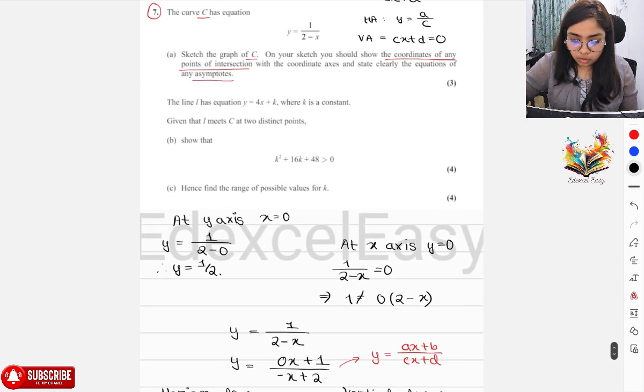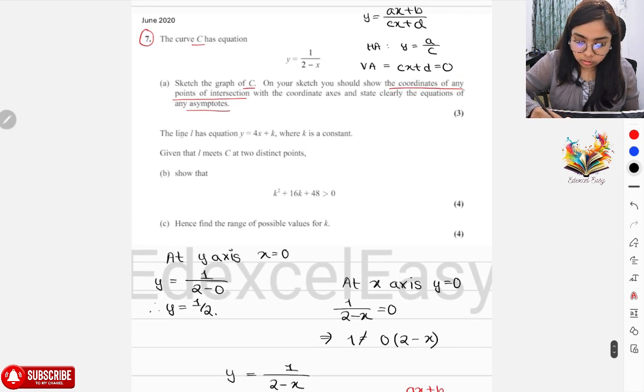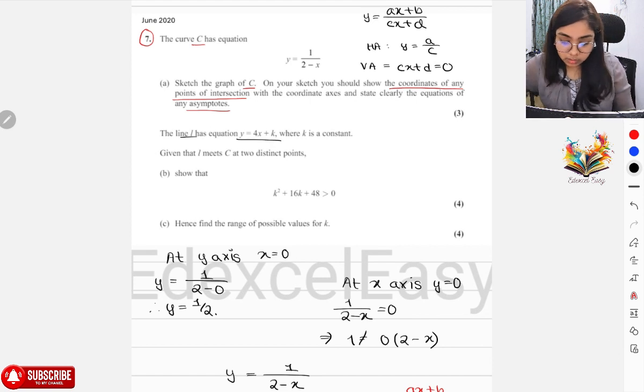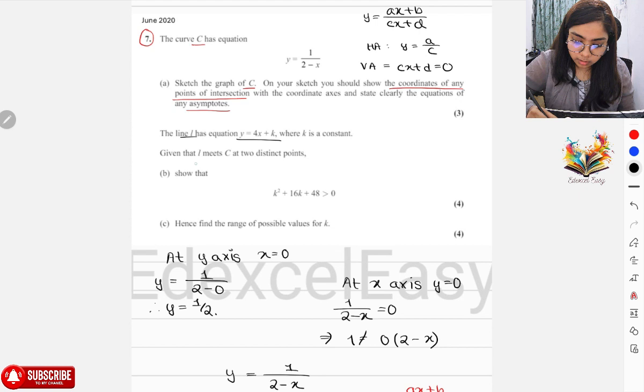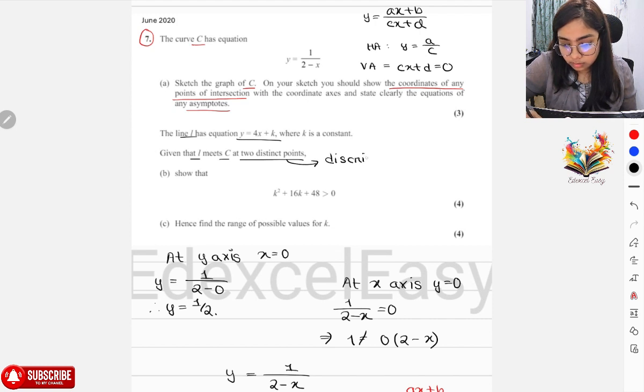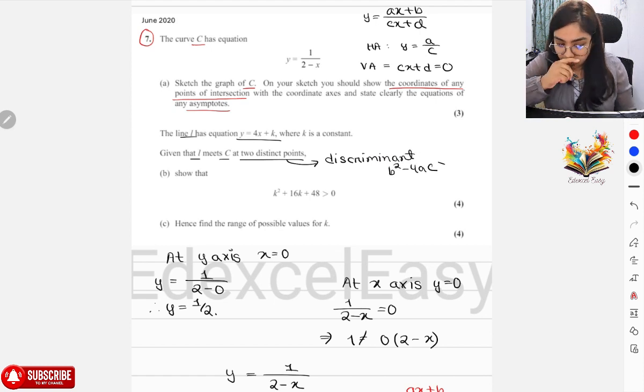After that, you have the line L with equation y = 4x + k, where k is a constant, and it is also stated that line L meets the curve at two distinct points. I hope you remember two distinct points represents the discriminant b squared minus 4ac greater than 0. Using this, we need to show this equation over here.